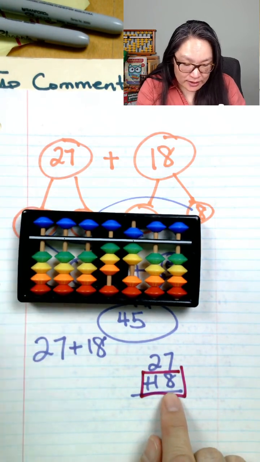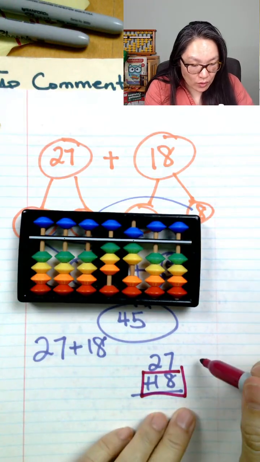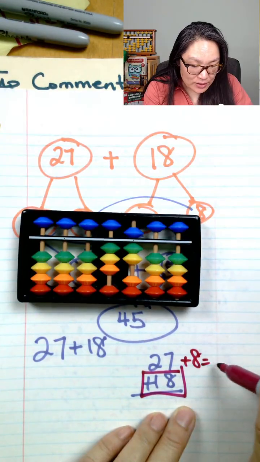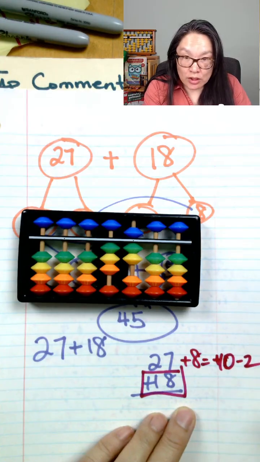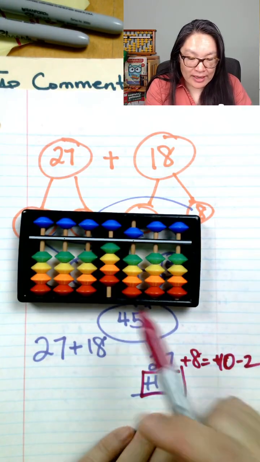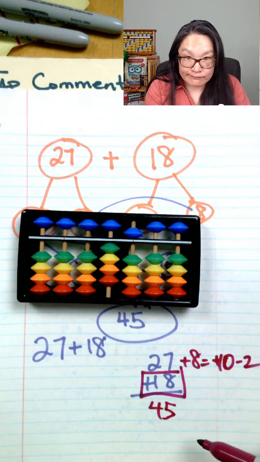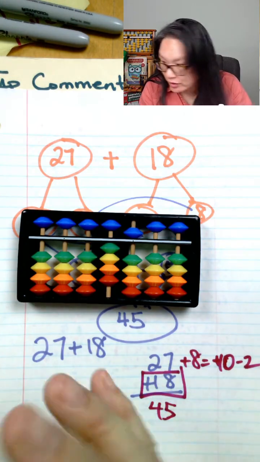How do you add 8? Notice there's not enough beads to add the 8. We know to make a 10. To make a 10, plus the 8 is equal to plus the 10 minus 2. So we plus the 10 and we take away the 2. And my answer is 45. Yeah, that's what we do. So, I mean, there's more.